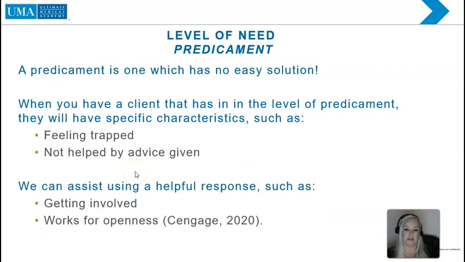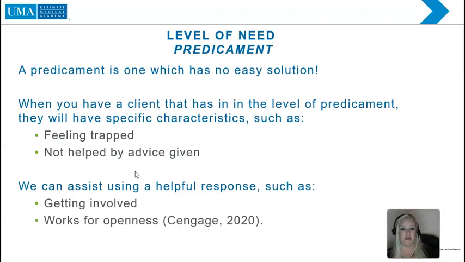Now let's look at the next level of need, known as a predicament. A predicament is one in which there's no easy solution. It's not like with a problem where we know that there's a solution for it. There's no easy solution when a person is in a predicament. When you have a client that has the level of what we would consider a predicament, they're also going to have specific characteristics, and they would be a feeling of maybe being trapped or not helped by advice given. So we've given advice in the past, but they either didn't try it or it's not working. So they're in a predicament.